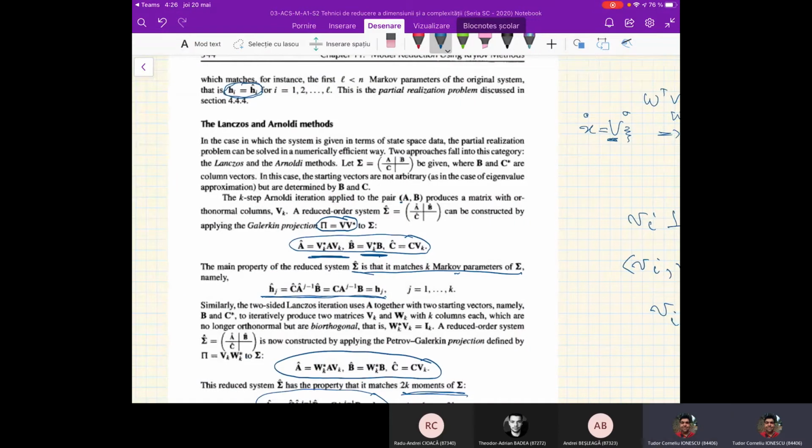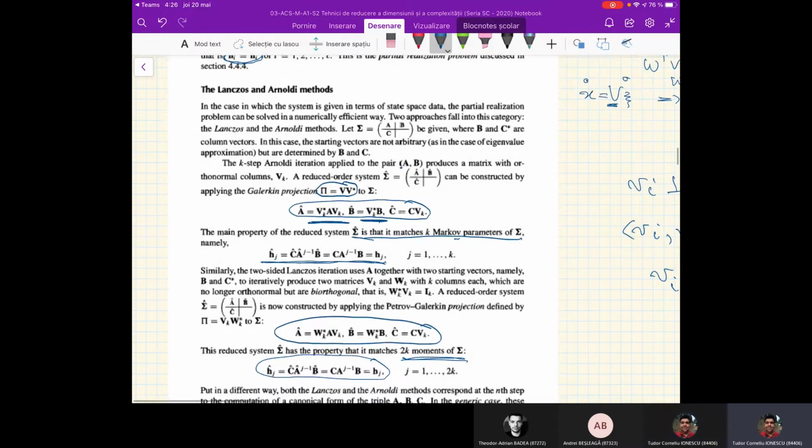So that's what the columns are. The reduced order model is this one, applying this Galerkin type projection. This is the reduced order model, and the main property is that such a system achieves matching of the Markov parameters. This is quite interesting. As you can see here, for any matrix, you take an Arnoldi type of scheme, you get this.